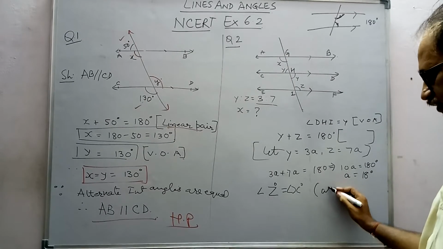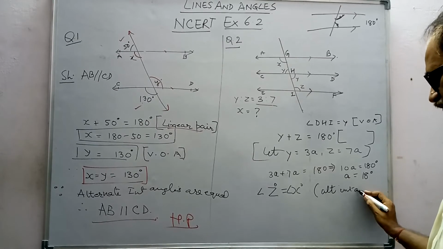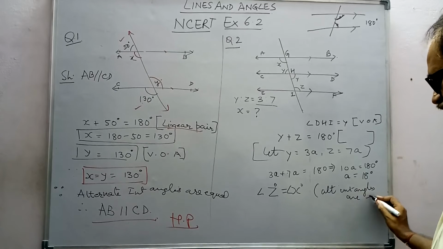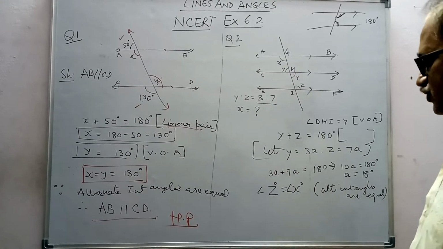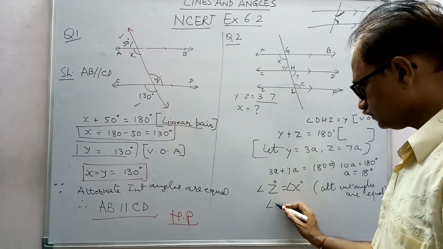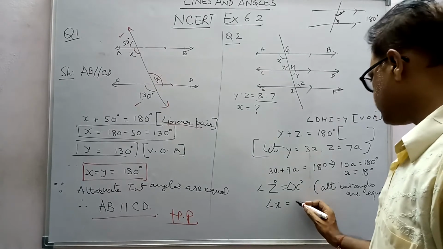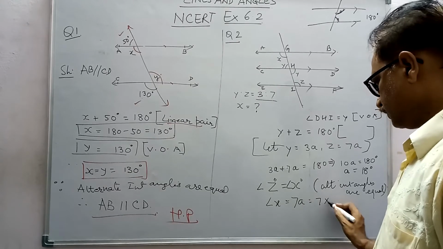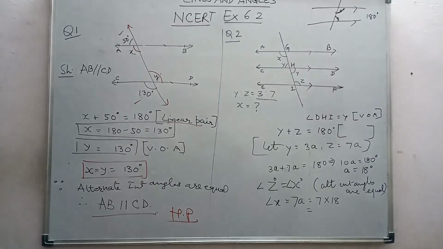A pair of alternate interior angles are equal. So z is equal to x. Now angle x is equal to z, and the value of z is given as z is equal to 7a. That is equal to 7 into 18 degrees.